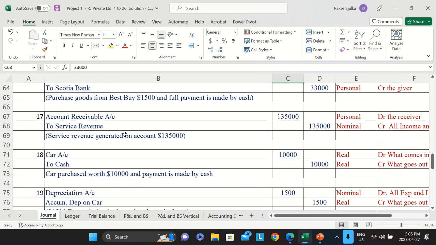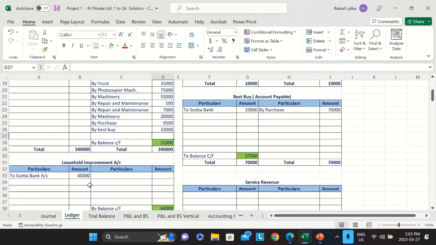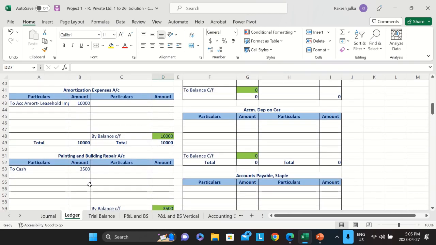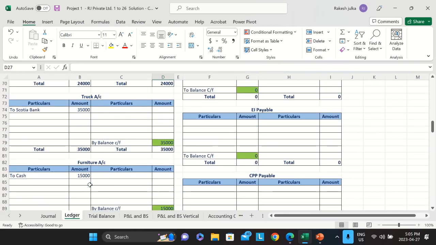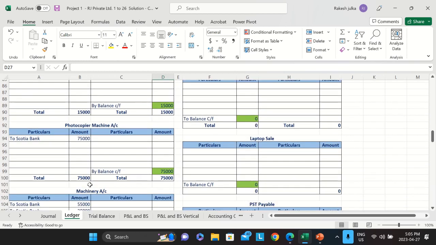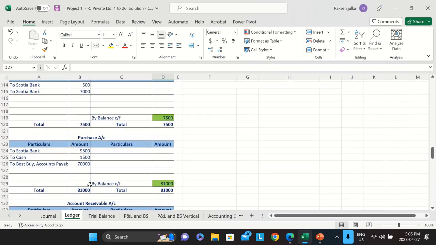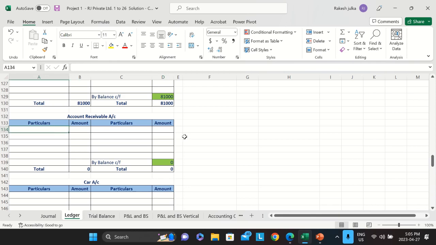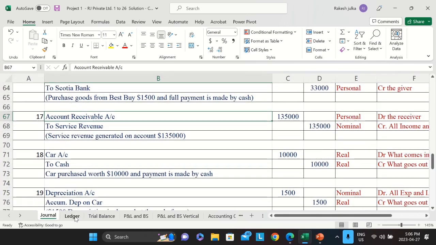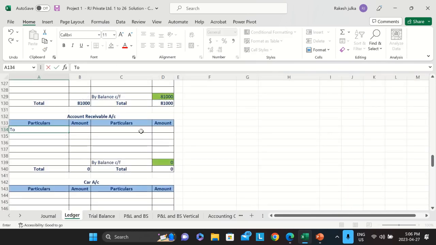So now next we have here account receivable to service revenue 135,000. So account receivable to service revenue. Okay, so account receivable, let's see where it is. Account receivable. So account receivable to service revenue here. To service revenue.